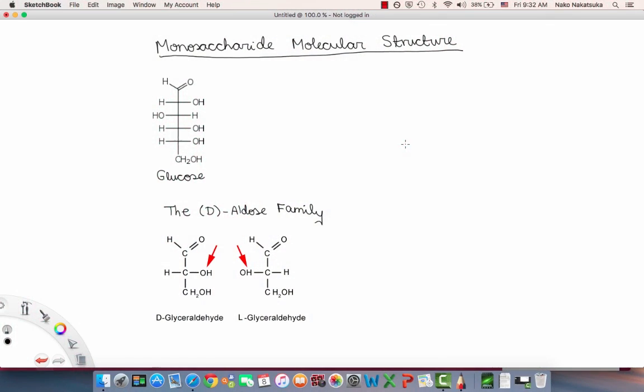Let's start out by talking about monosaccharide molecular structure. As I mentioned before, monosaccharides are the most basic unit of carbohydrates. They're the simplest sugar and they're often sweet to the taste. A key example of monosaccharides is glucose, and this is a molecule you're going to have to memorize for this course. In general, all important monosaccharides have first a chain of 3 to 6 carbons.